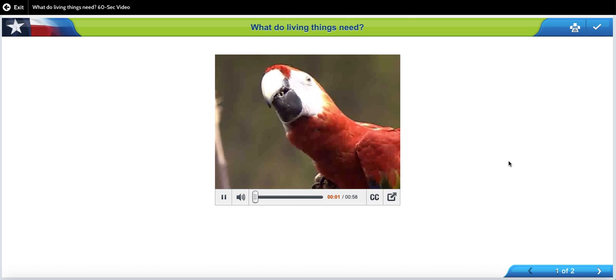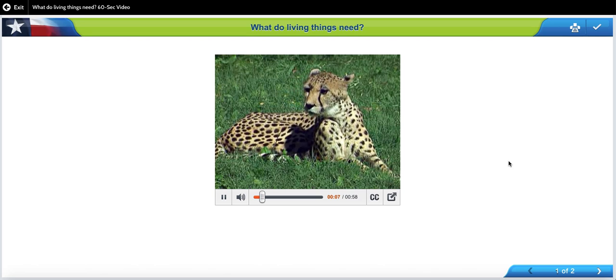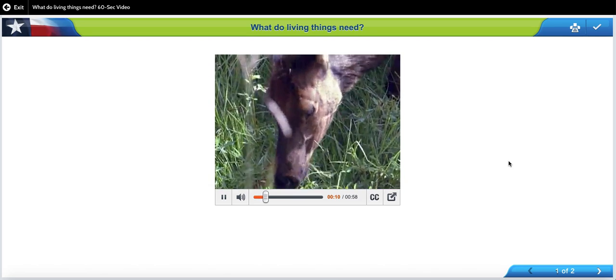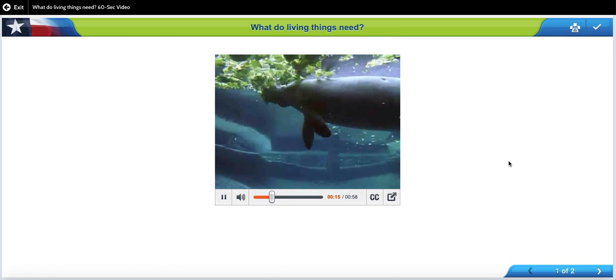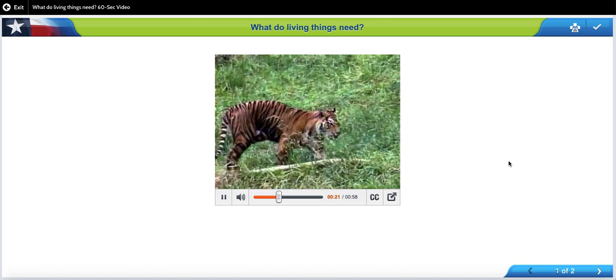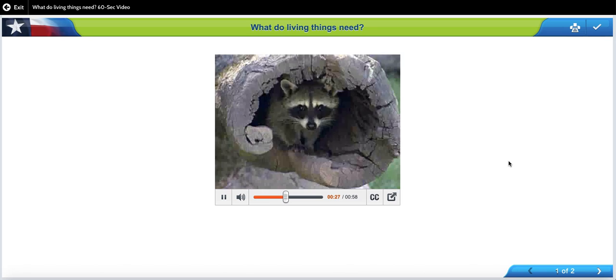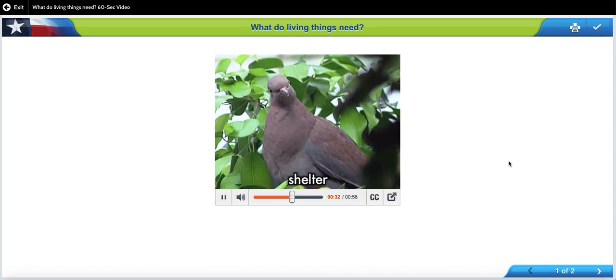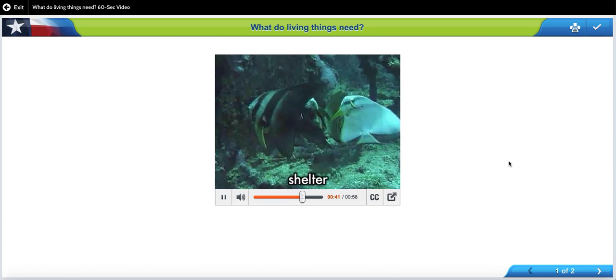Just like plants, animals are living things that have needs. Animals need things like air, water, food, space, and shelter. Different animals need different types of food. This giraffe eats plants for food. This tiger eats other animals for food. An animal also needs space to live. Some animals need shelter. Shelter is a safe place. Look, this bird uses a tree for shelter. This prairie dog uses the ground for shelter. These fish use coral for shelter.